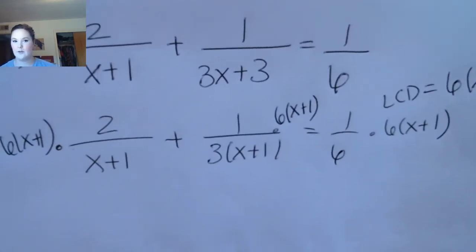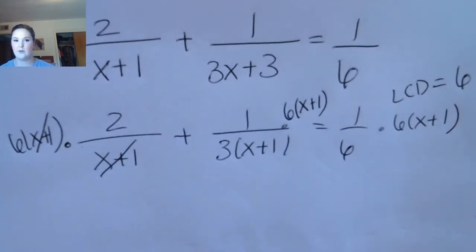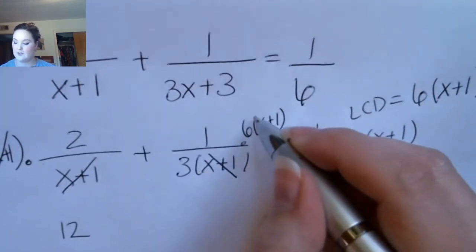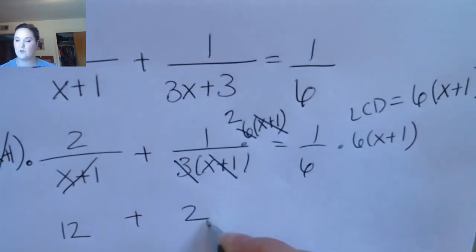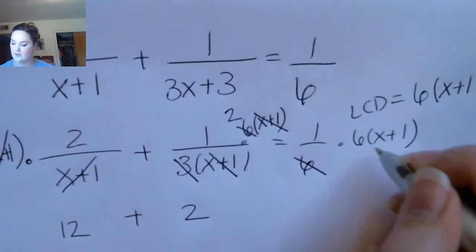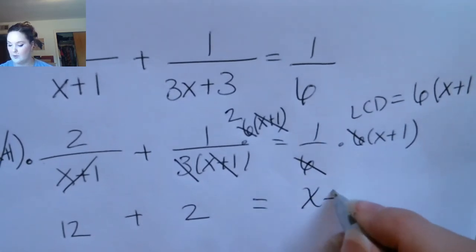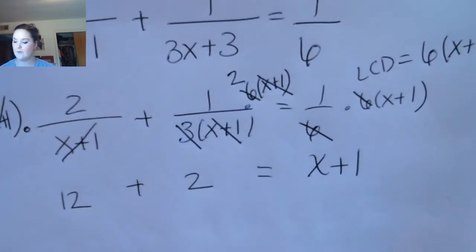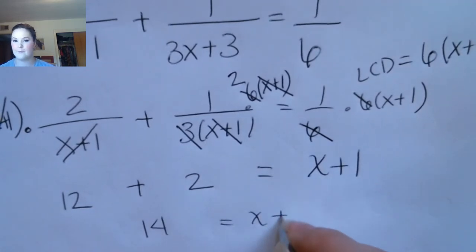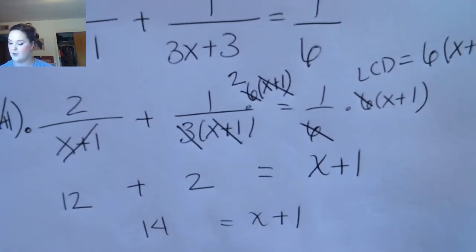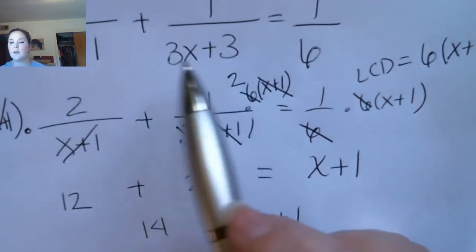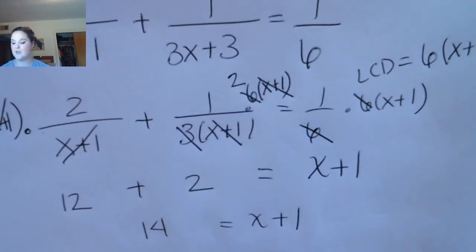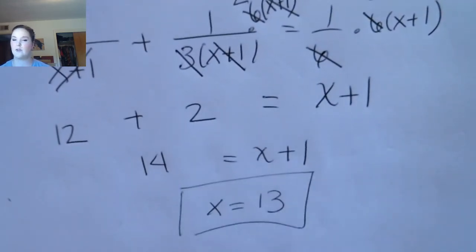Okay, so here my x plus 1 is going to cancel with my x plus 1, and I'm going to get 6 times 2. Here my x plus 1 is going to cancel with my x plus 1. The 3 here will cancel with the 3 here, and I'll get 2. Okay, and here 6 is going to cancel with my 6, and I get x plus 1. So I get my solution, x is 13. Now you can see that the only thing that would make these two denominators 0 is x equals -1. So this is a perfectly good solution.